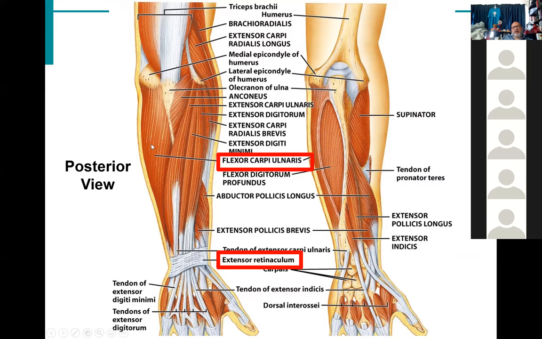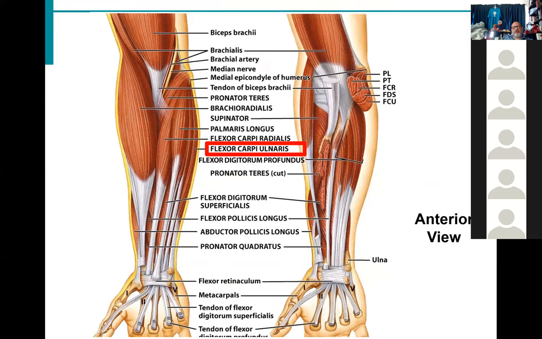From that flexor carpi radialis, we flip it over to the backside, to the front side. Notice again, we don't see much of the belly, but what we do see is its tendon, and its tendon comes in front of the head of the ulna. There's the head of the ulna, so it's coming in front of that. So that makes it our flexor carpi ulnaris.